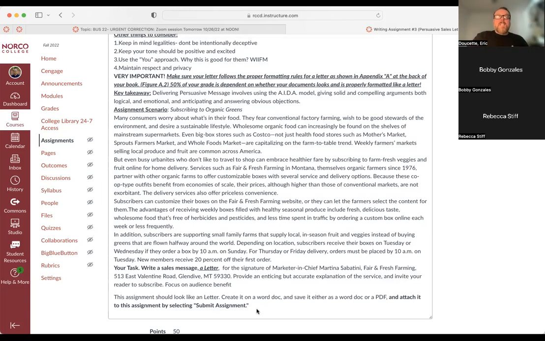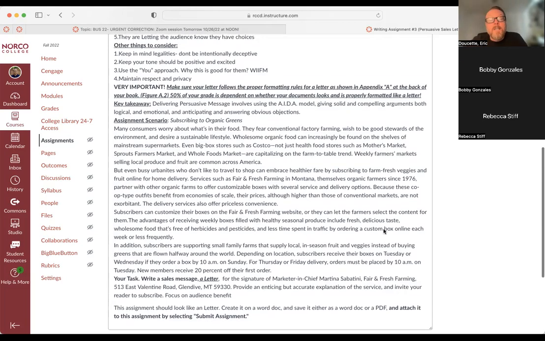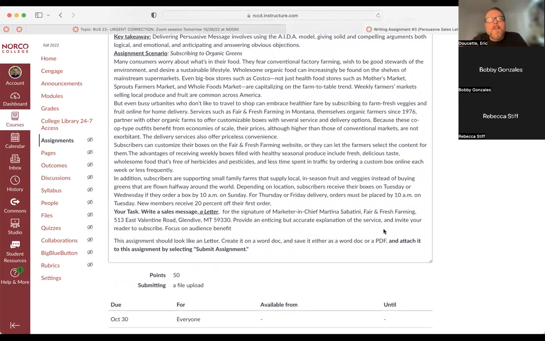And all the facts and information about this service are in the paragraph. Of course, it gives you the details about organic foods, and gives you details about who's making this food that you're delivering and how often the boxes will be delivered, etc. So that's your assignment, and you're going to use the AIDA method to do it.